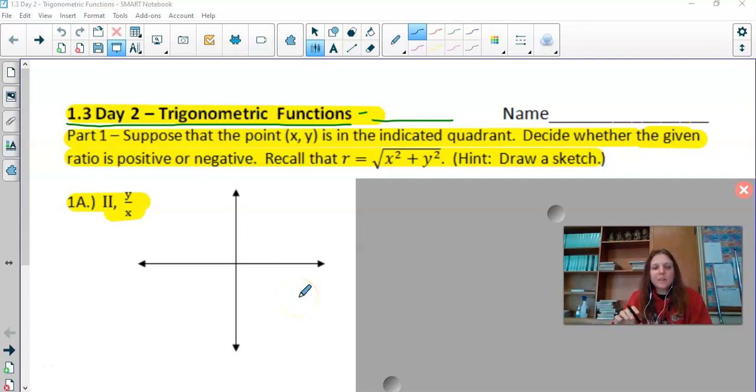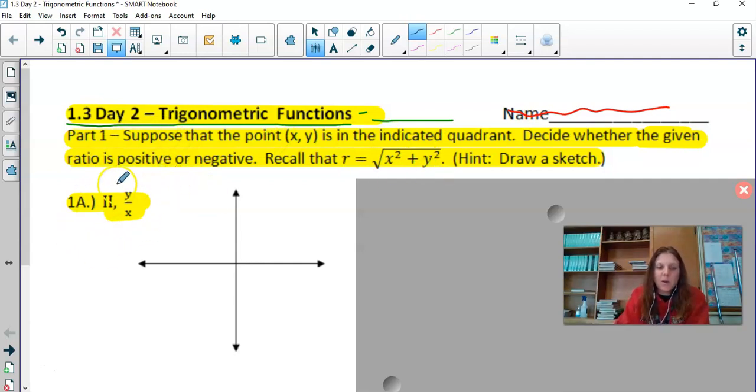Hello everybody. In this section we're talking about the second day of trigonometric functions. You want to go ahead and copy down the title, put today's date. You don't have to worry about name. Go ahead and write down the directions here, all of the highlighted.